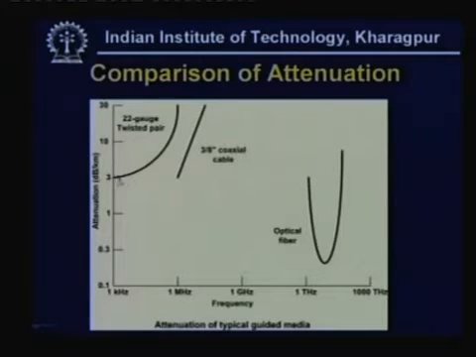So here if you compare the attenuation characteristic, as you can see, attenuation is much lower for optical fiber compared to twisted pair and coaxial cable. Main difference between twisted pair and coaxial cable is that coaxial cable has got higher bandwidth compared to twisted pair.